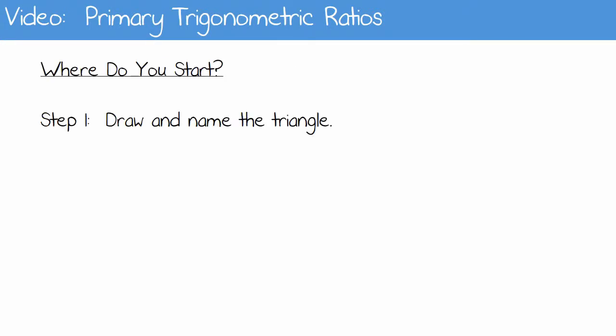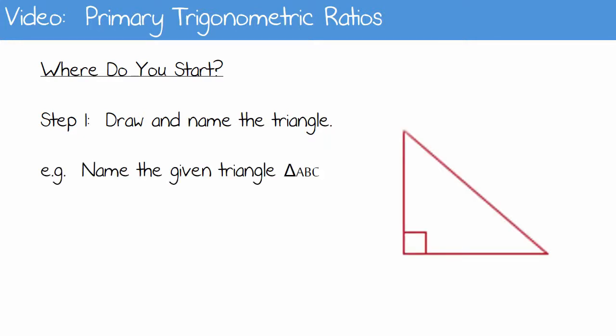Where do you start? Step number 1. Draw and name the triangle. Name the given triangle, triangle ABC. To do this, name the right angle, angle B. The letter in the middle of the name represents the right angle.